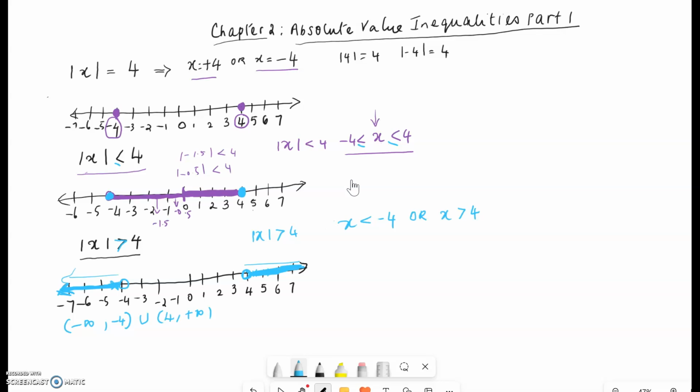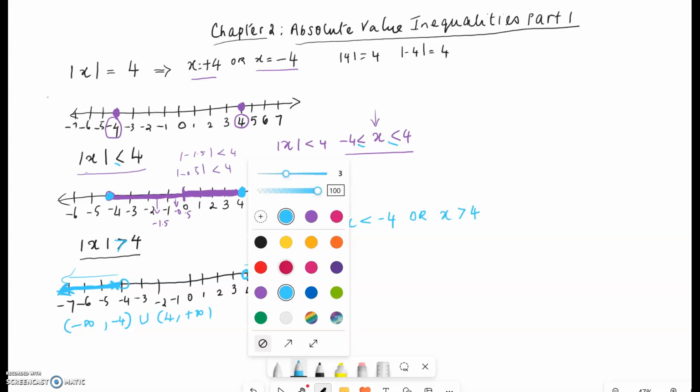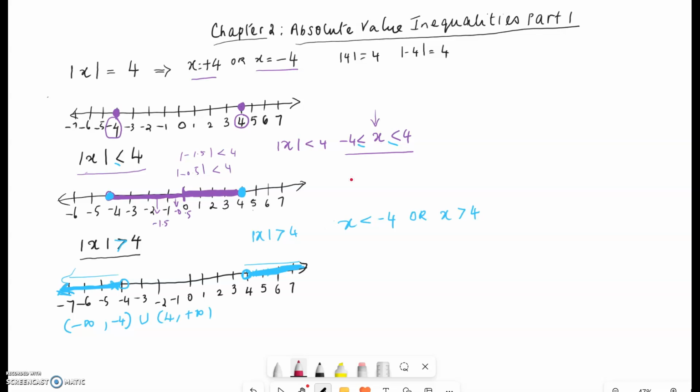Now what if we changed the strict inequality, we make it a greater than or equal to? Then the only difference is we're going to include the -4 and 4. If absolute value of x is greater than or equal to 4, then x is either less than or equal to -4, which means everything to the left of -4, or everything to the right of 4, including 4. That's the only difference.